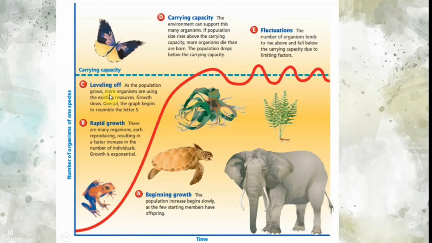As the population grows, more organisms are using the existing resources. And you're going to see the carrying capacity, the dotted line. That's what the environment can support. Now you can see all these curves over here. We call them fluctuations. They are the number of organisms that tend to rise above and fall below the carrying capacity.